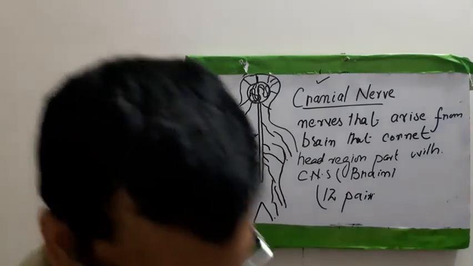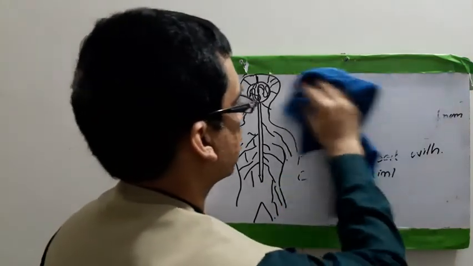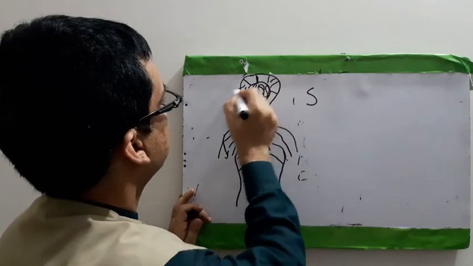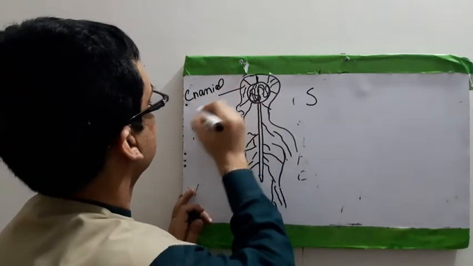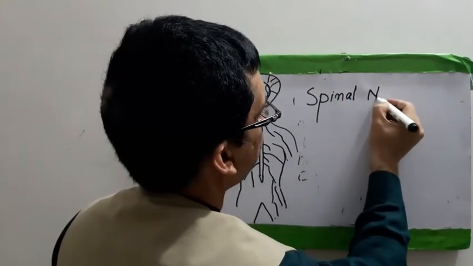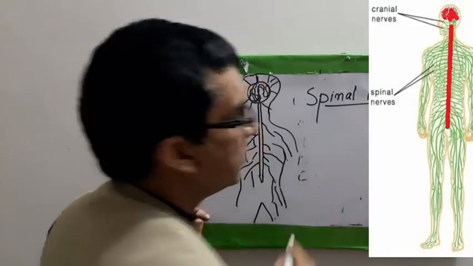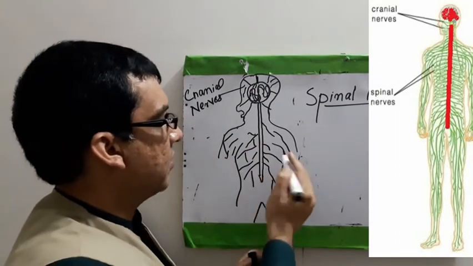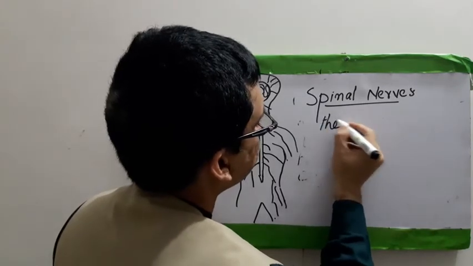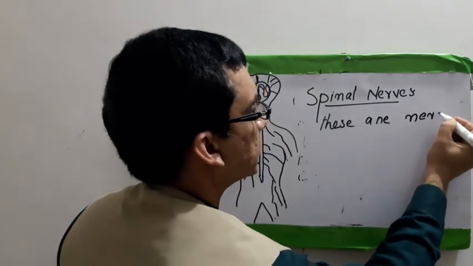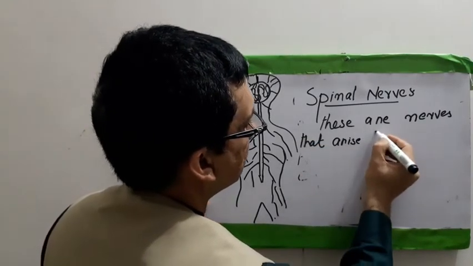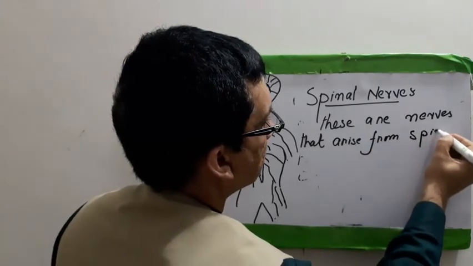Now the spinal nerves. As the name indicates, these nerves arise from the spinal cord. So these were the cranial nerves, and now the spinal nerves. Spinal nerves are those nerves which arise from the spinal cord, as you can see here in this diagram, and also in that diagram.